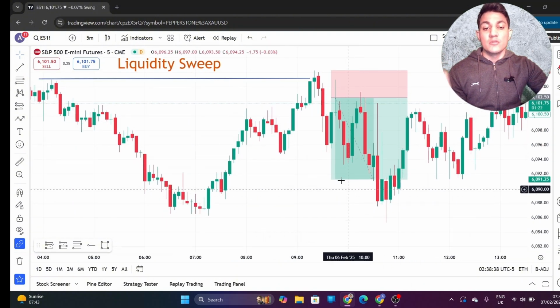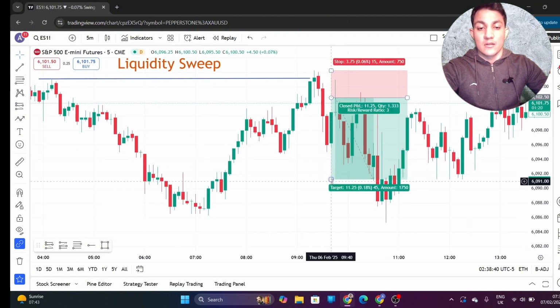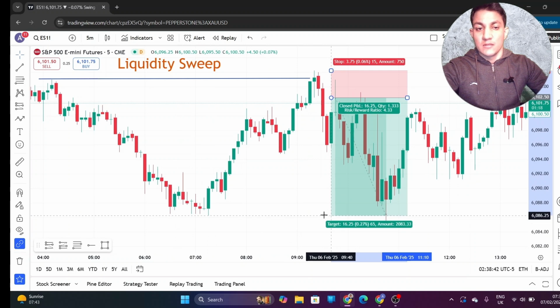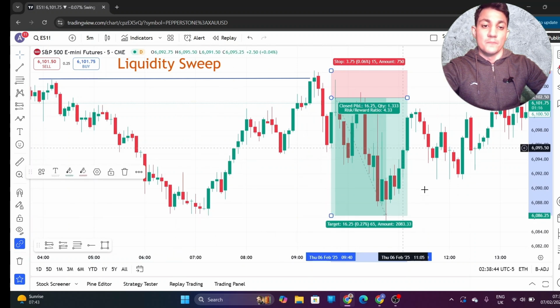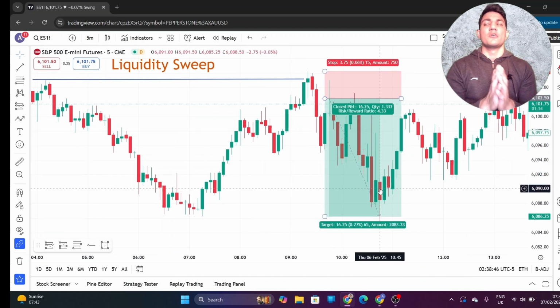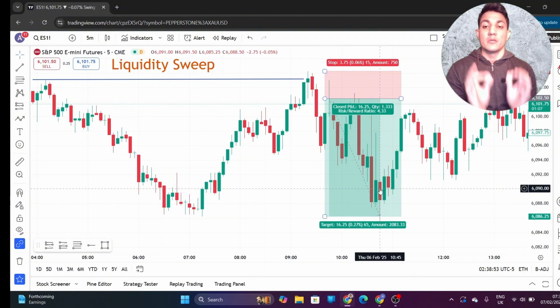If you really wanted to, you could target liquidity here. So if you really wanted to, this could be your long-term target, 4.3 R. But you know what? You don't need that. You need a 2 or 3 risk reward ratio and consistency. Now, that was a bearish example. Now let me give you a bullish example.